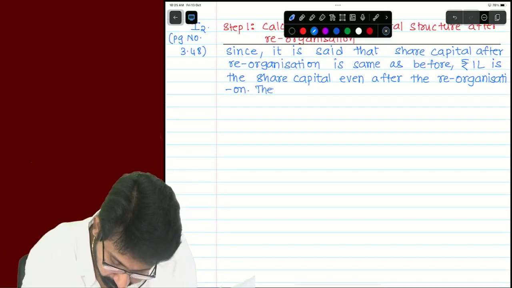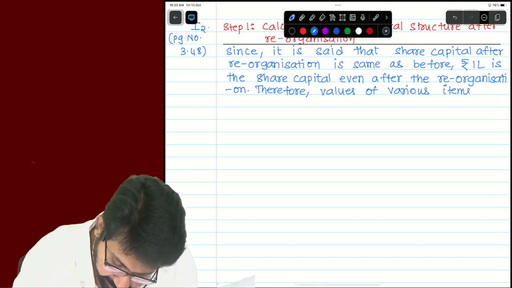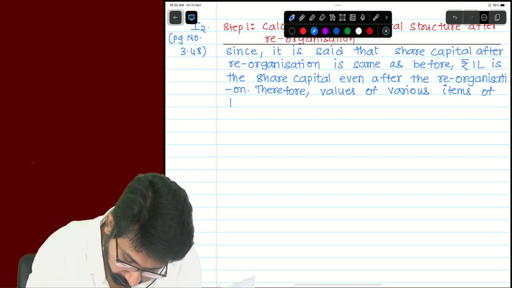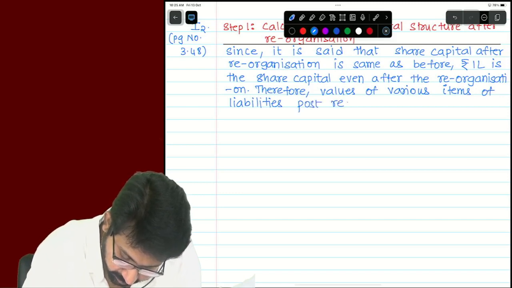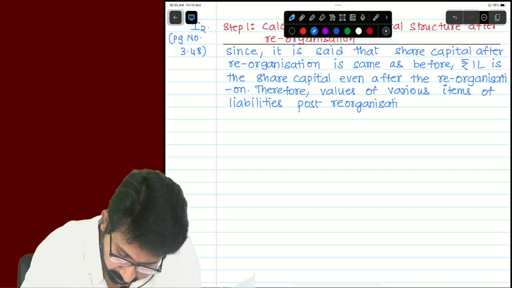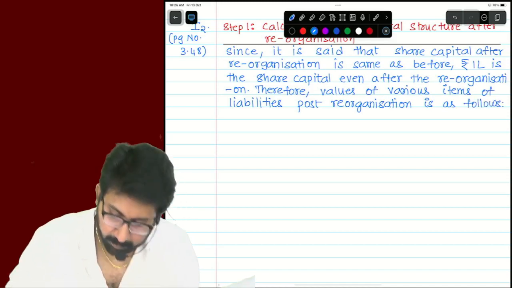Therefore, values of various items of liability post reorganization is as follows.